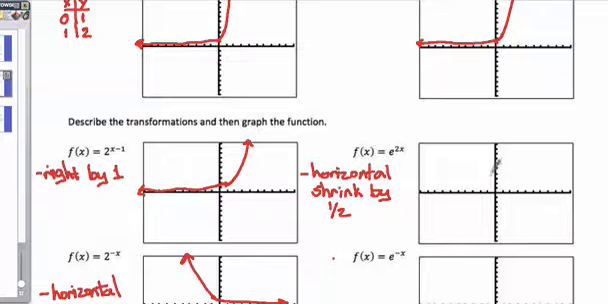Okay, horizontal shrink by 1/2 means that this point here isn't going to move because we're shrinking in relation to the y-axis, so we're getting closer to the y-axis. It's this point that was at 2.7 that's now going to be at 1/2 of 2.7. So we're kind of like that. So a horizontal shrink is going to make it a little bit steeper than it was before.